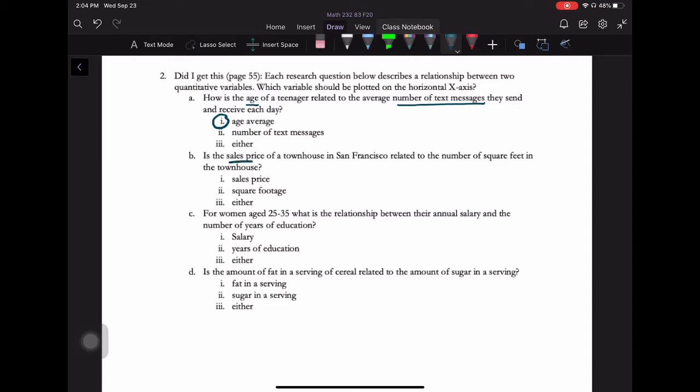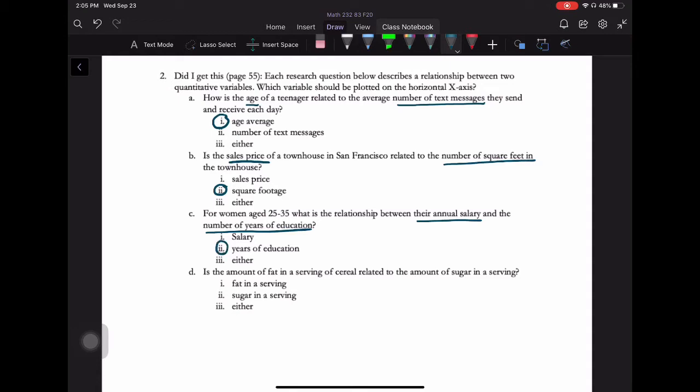Sale price of a townhouse in San Francisco, how is that related to the number of square feet? Does the square foot determine the house price, or does the house price determine the number of square feet? Well, our square footage determines our house price. For women aged 25 to 35, what is the relationship between their annual salary and the number of years of education? Does my salary determine my education, or does my education determine my salary?